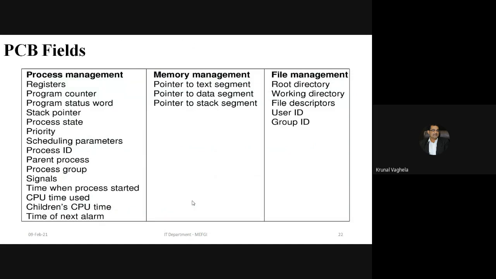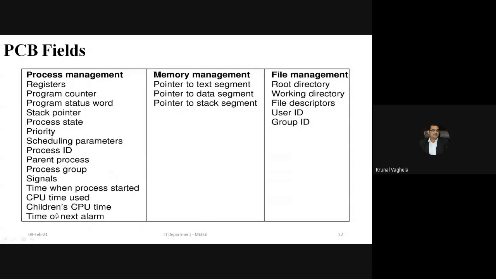So these may be the fields to maintain the process state, few are optional, few are compulsory. Registers, program counter, program status word. We will see what all these are. Stack pointer, process state, priority of the process, scheduling parameters of the process, process ID, parent process, process group, signals, time when process started, CPU time used, children's CPU time, time of next alarm. See how complicated it is.